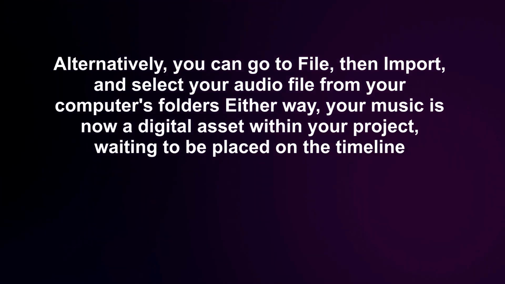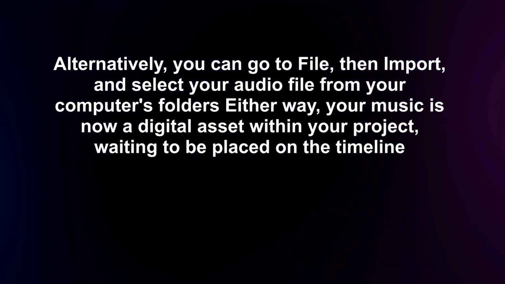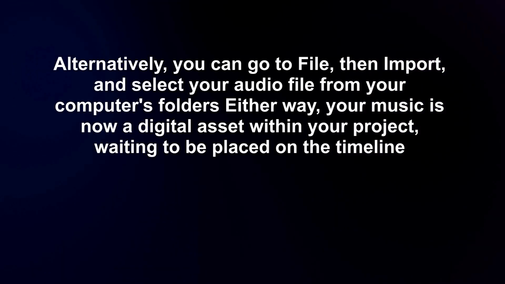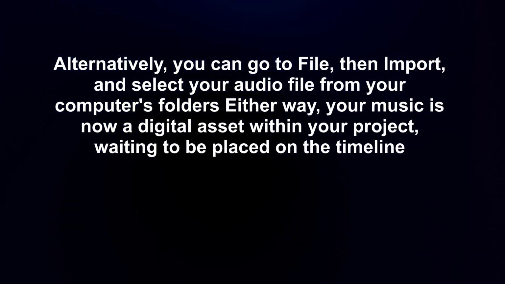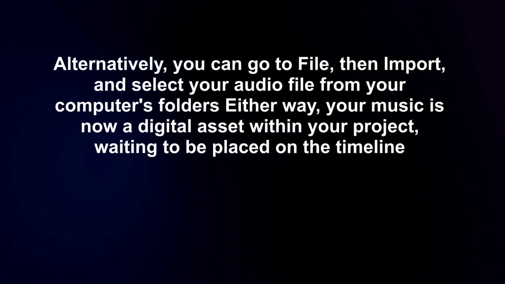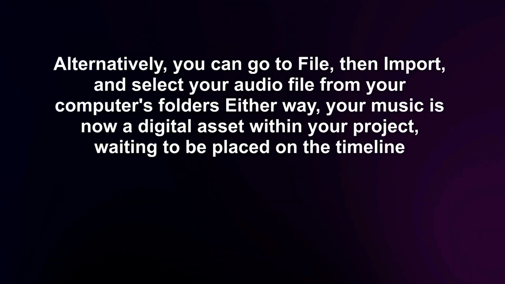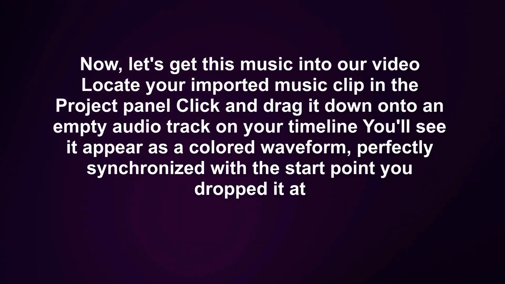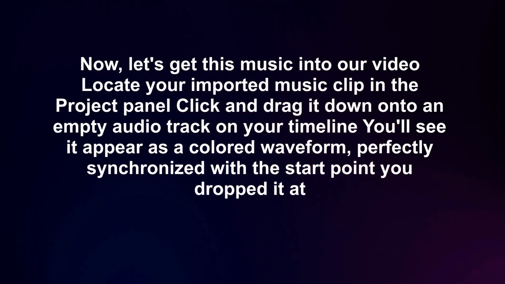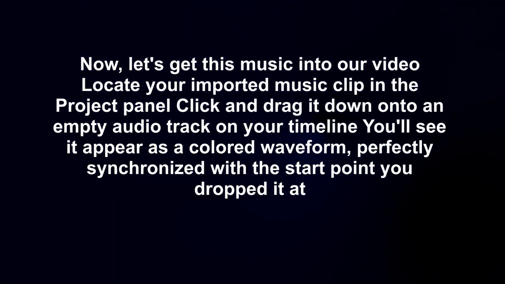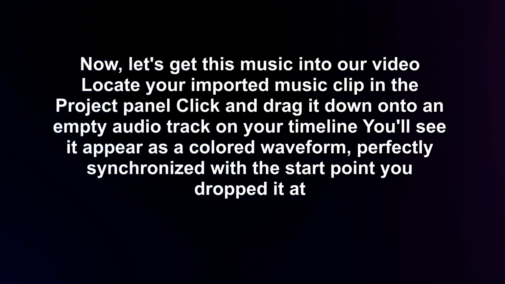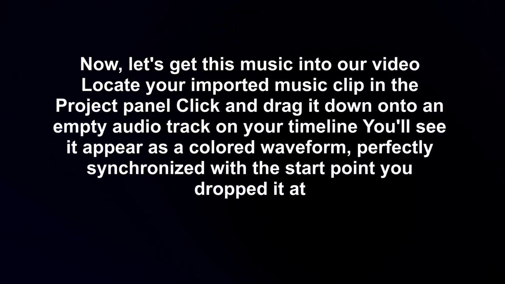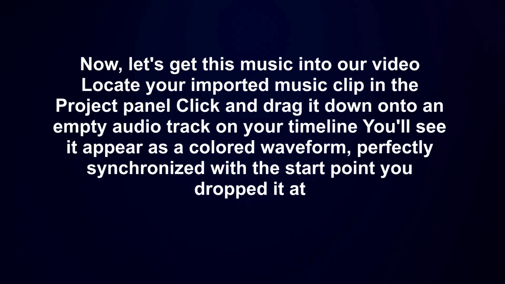Alternatively, you can go to File, then Import, and select your audio file from your computer's folders. Either way, your music is now a digital asset within your project, waiting to be placed on the timeline. Now, let's get this music into our video. Locate your imported music clip in the project panel, click and drag it down onto an empty audio track on your timeline. You'll see it appear as a colored waveform, perfectly synchronized with the start point you dropped it at.